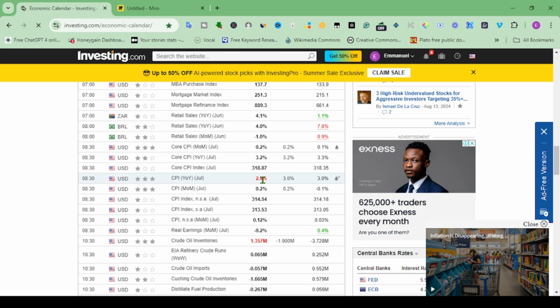That's why it's in red. It's less than the forecast. That's why it's in red. Okay, it means you should go and buy. But before you buy, when you open to buy, check the chart first and know where it is going before you enter the market. So that is that about time.